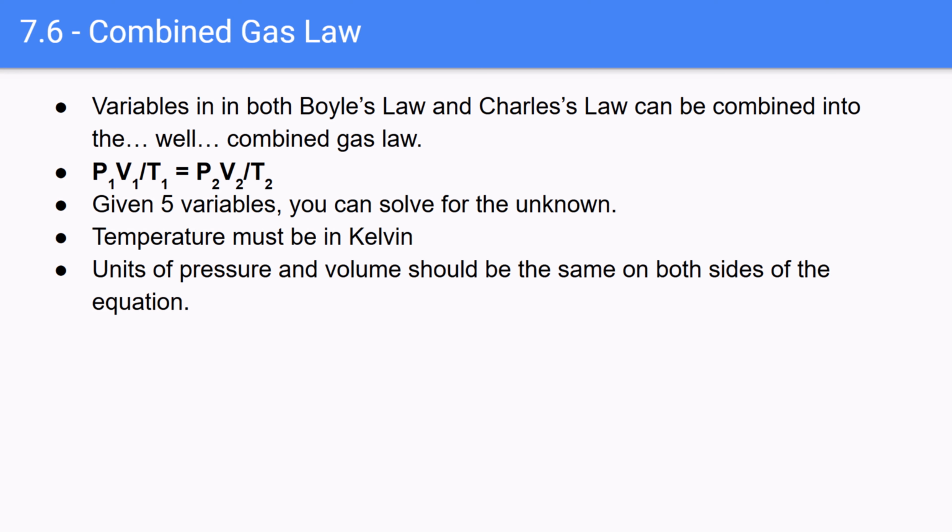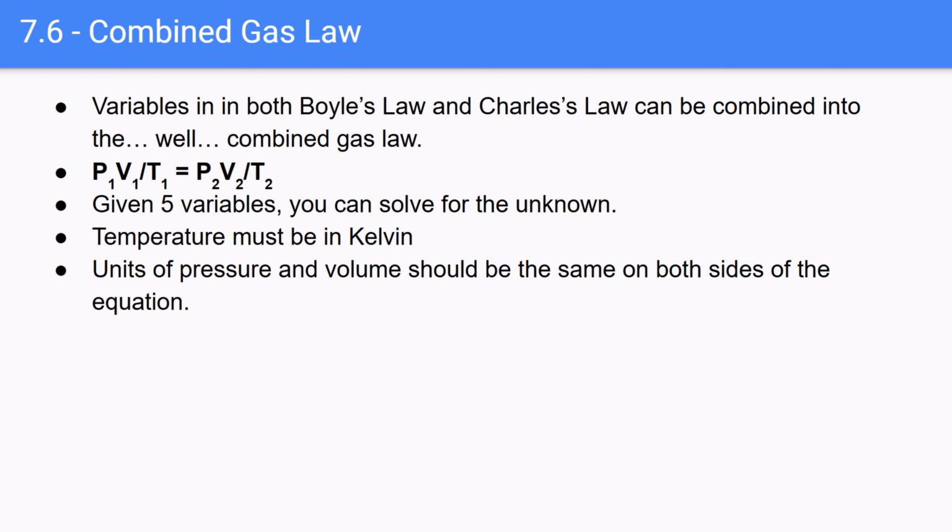We'll be back soon. So we take all the variables from Boyle's law and Charles' law and combine them together. We get what's called the combined gas law. So P1 times V1 over T1 equals P2 times V2 over T2. Now, given that you have 5 variables here, you could solve for the unknown that's one of them. Just remember, temperature must be in Kelvin, and the units of pressure and volume should be the same on both sides of the equation.